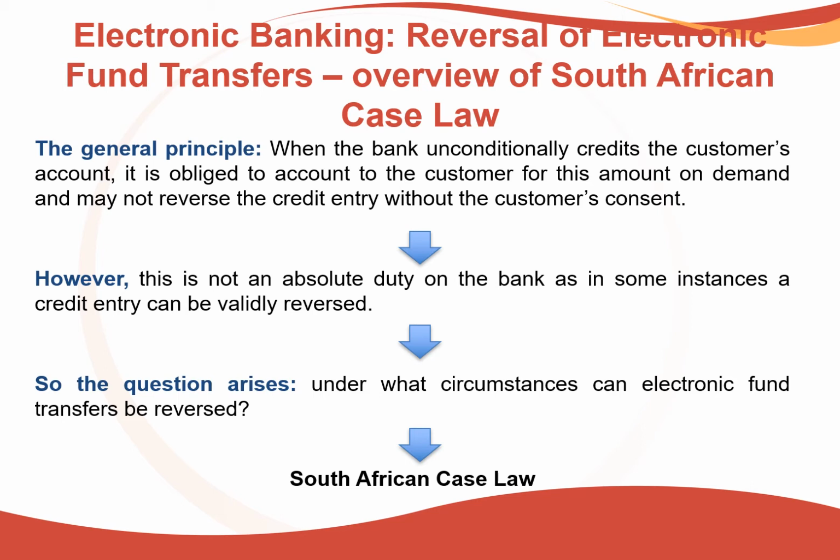Where a customer makes a deposit into his bank account or a third party makes payment into the account, the bank is obliged to pass a credit entry in the customer's favor. The general principle, as you can see on the slide, is that when the bank unconditionally credits the customer's account, it is obliged to account to the customer for this amount on demand and may not reverse the credit entry without the customer's consent. However, the act of crediting a customer's account does not in all circumstances create an absolute duty on the bank, as in some instances a credit entry can be validly reversed.